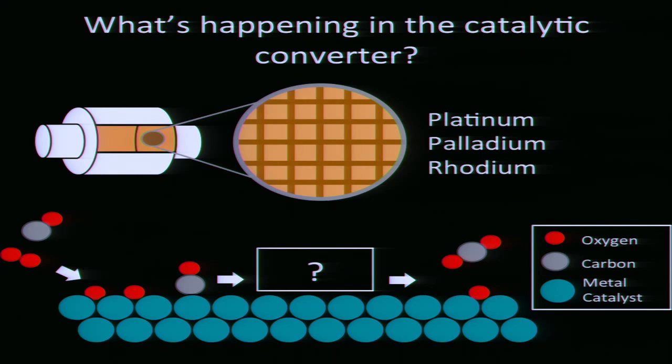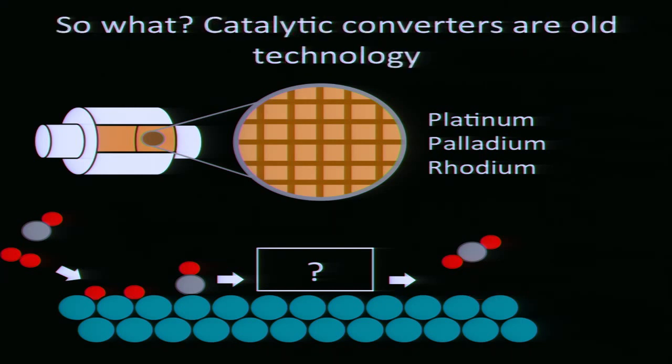And you could ask one question, so what? The catalytic converters are old technology. They've been around since the 70s. They're very good at what they do. Why do we really want to look at this old reaction? Well, there's two good reasons, and these reasons aren't specific to just the catalytic converter. They're pretty general for most catalysts that we use in industry as well. And the first one is cost.